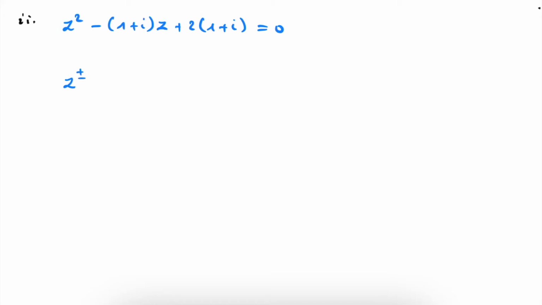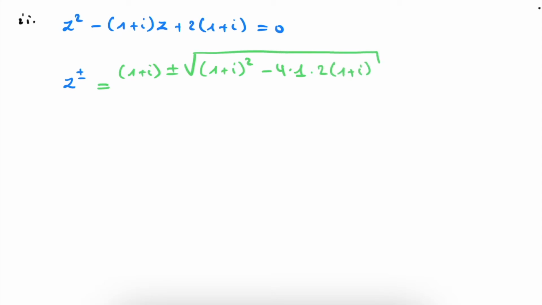So we have our two solutions, z plus minus, is equal to minus the coefficient in front of the z, which is in this case plus 1 plus i, plus minus the square root of the same coefficient squared. So this becomes (1 plus i) squared. And here I already omitted this minus sign because a minus sign squared simply becomes a plus sign, minus 4 times the coefficient in front of z squared, which is easily 1, multiplied with the constant term, which is 2 times (1 plus i). And we take the square root of this and we divide this whole thing by 2 times the coefficient in front of the z squared, which is in this case simply 2. So at this point we just use our good old method of solving quadratic equations. Nothing different really happened here.